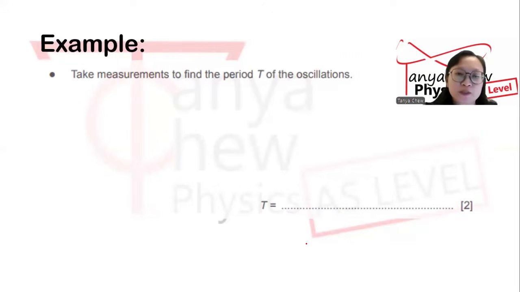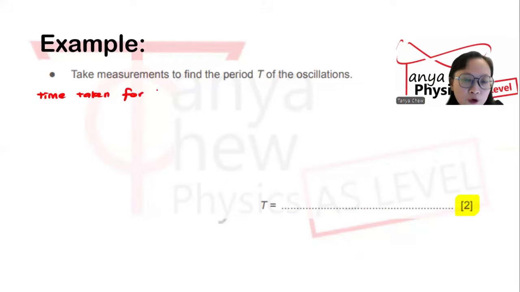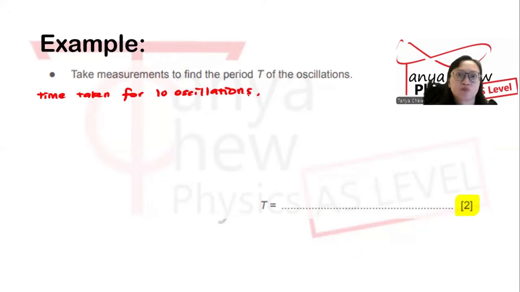Example: take measurements to find the period T of the oscillation. I want you to look at the marks allocated here. The marks allocated here is 2 marks. That means 1 mark will be given for the repetition. So I take the time taken for 10 oscillations or 5 oscillations. It is actually up to you, as long as it is more than 1 oscillation.